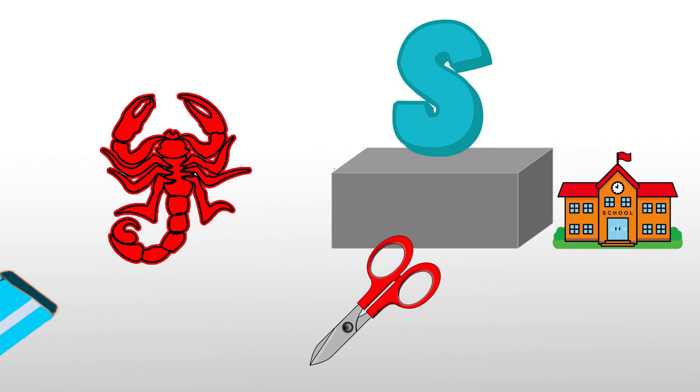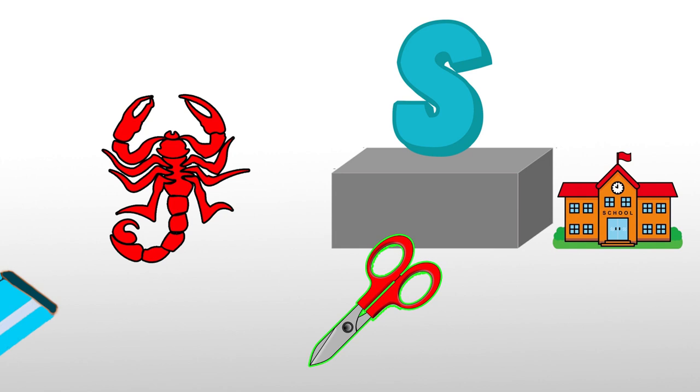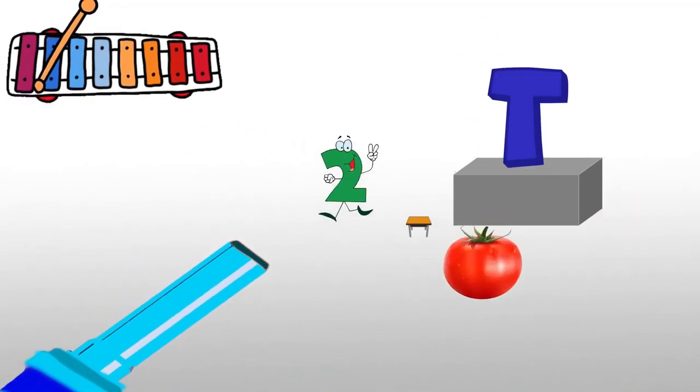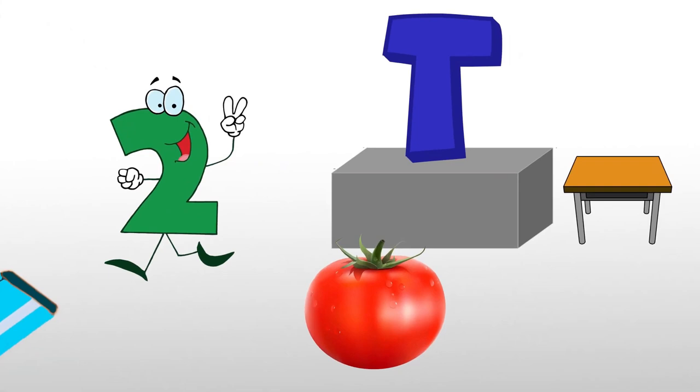S for Scorpio. S for Caesar. S for School. T. T for Two. T for Tomato. T for Table.